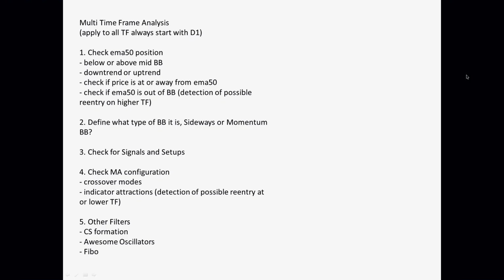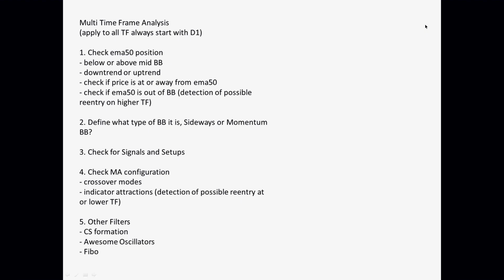Because if you're an intraday trader, then obviously you need to look for setups at H4 and daily. For scalpers, it should be H4 or below. And for a position trader, that should be daily and above.